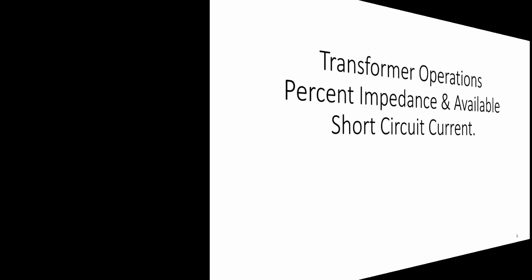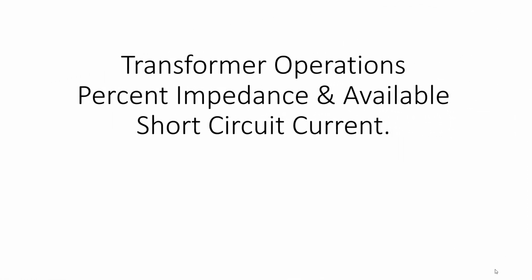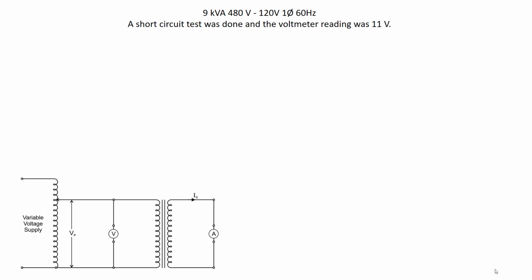So we're going to look at calculating the percent impedance and available short circuit current of a single phase transformer. I've got an example here, and we've got a 9 kVA transformer. Its voltage rating is 480 to 120 volt, so we're using it as a step down transformer. It's single phase, 60 hertz.